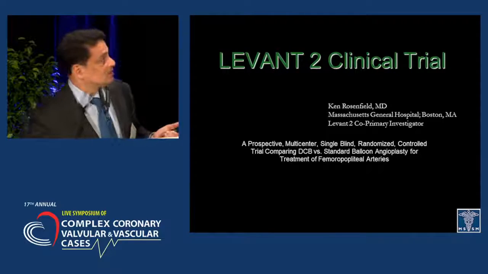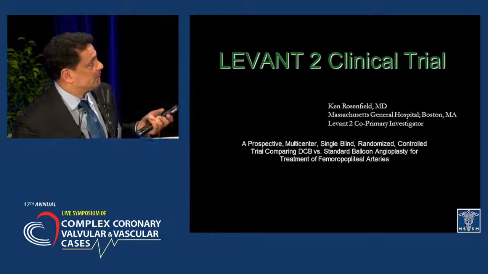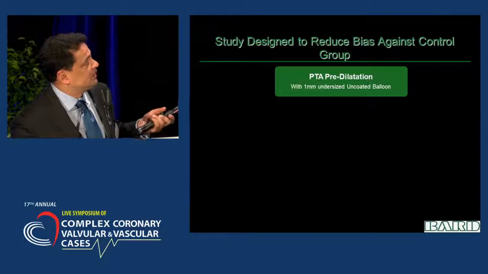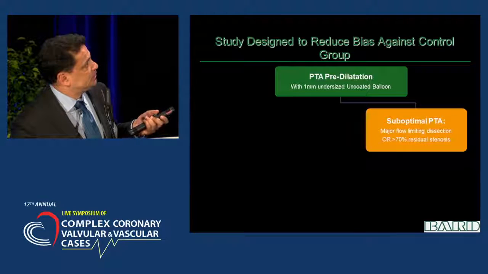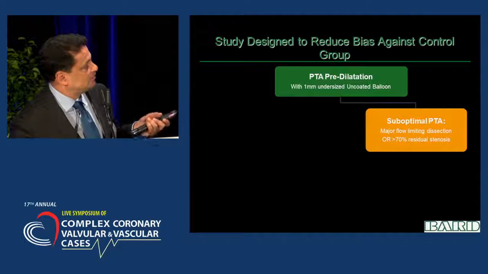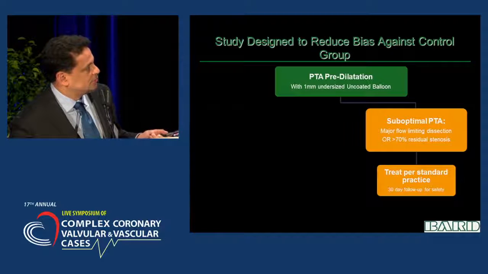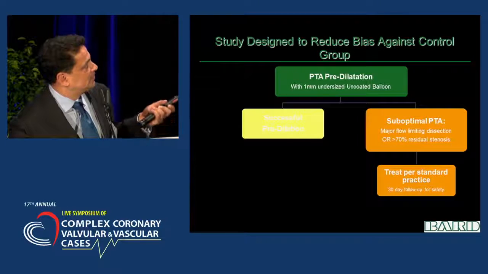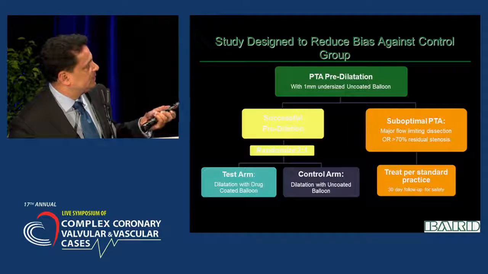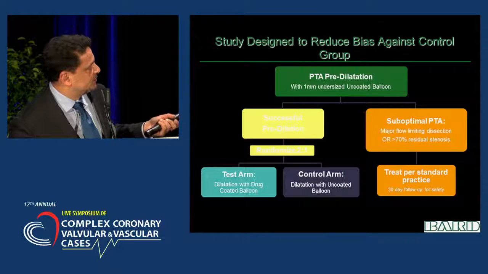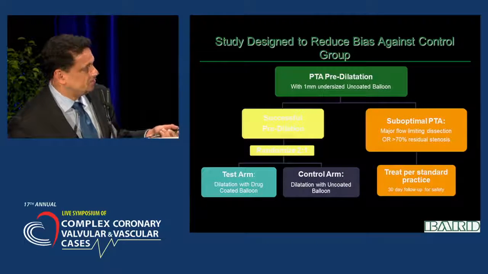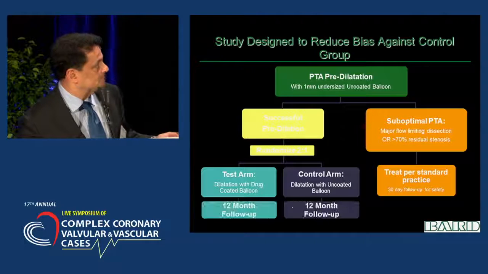Now, this is just some little clinical data, and this is with the Moxie balloon Levant trial, just to let you know. So this is what we did. Basically, you have a predilatation of a lesion, and if you have a suboptimal PTA or major flow-limiting dissection or greater than 70% residual stenosis, you're going to treat per standard practice. If you have a successful predilatation, then you're going to randomize 2-to-1 to the test with dilatation with the drug-coated balloon versus control, which is the plain balloon.